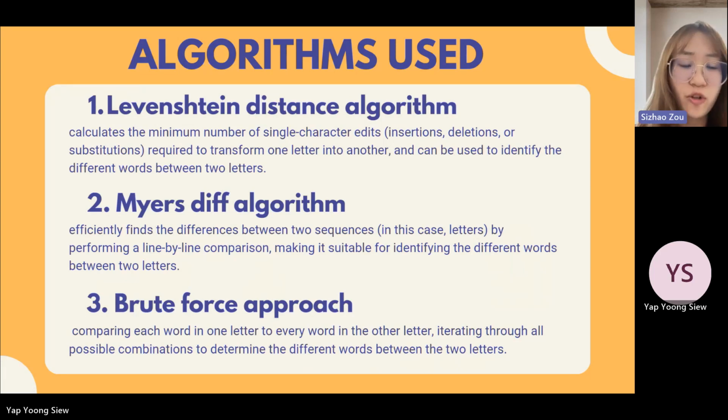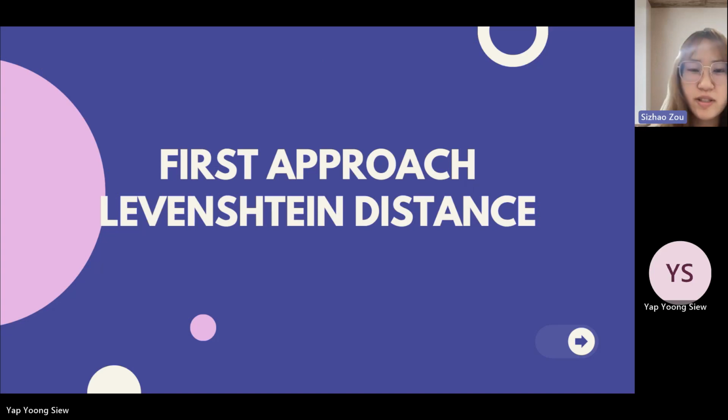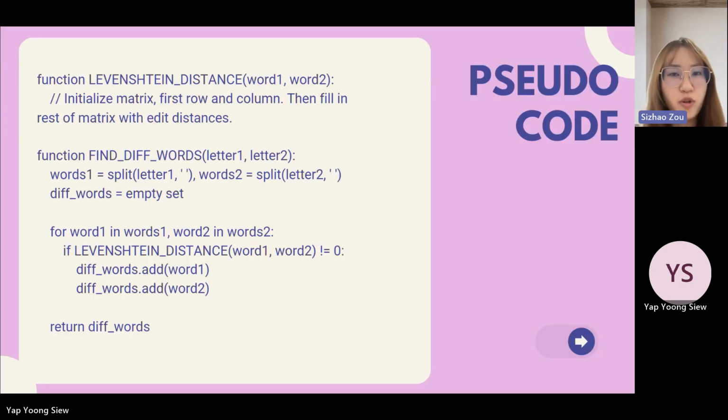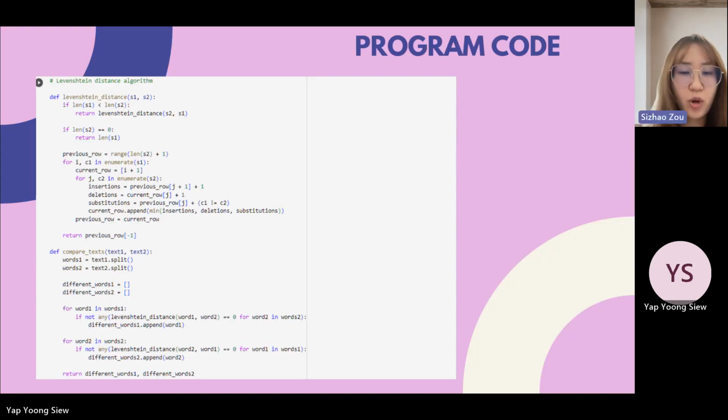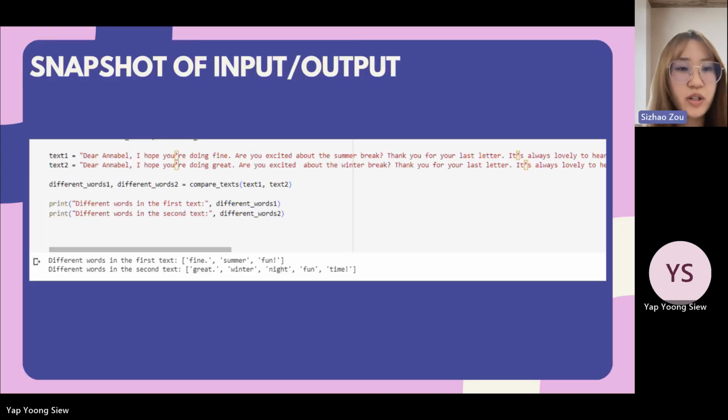And the third one is the brute-force algorithm. This algorithm compares each word in one letter to every word in the other letter, iterating through all possible combinations to determine the different words between the 2 letters. Now I'm going to go through the Levenshtein distance, and we have the pseudocode for this algorithm, the running time complexity, and the program code. And the screenshot of the output is going to be like this.